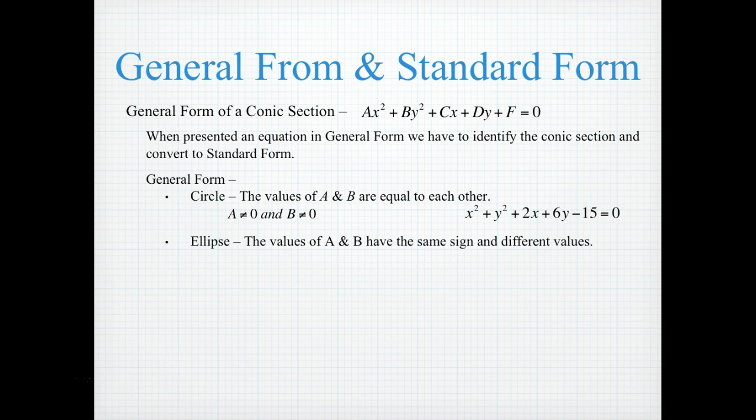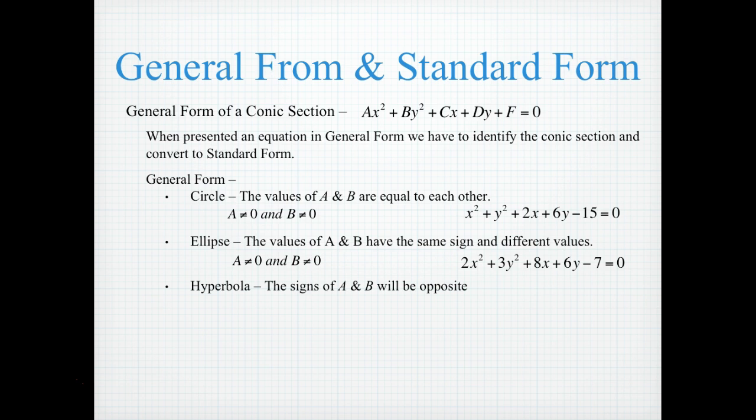In an ellipse, the values of a and b have to have the same sign, but they have different values. Again, a and b cannot be equal to 0. Here's an example of an ellipse: 2x² + 3y² + 8x + 6y - 7 = 0. Again, we're always looking at the quadratic variables to determine the conic section. Here I have 2x² and 3y², so a is 2 and b is 3. Those coefficients have the exact same signs, but different values. That tells me what I'm working with is an ellipse.